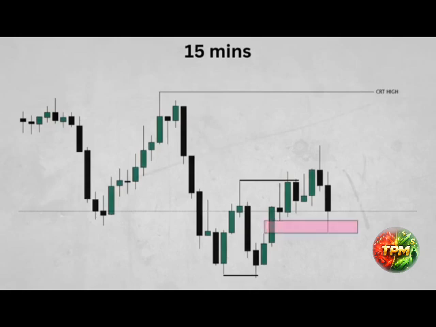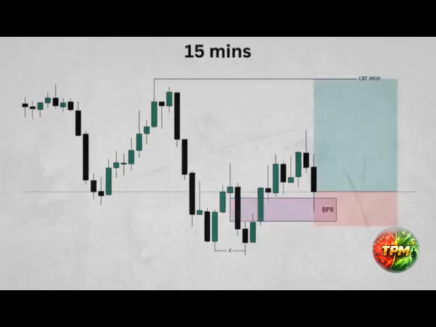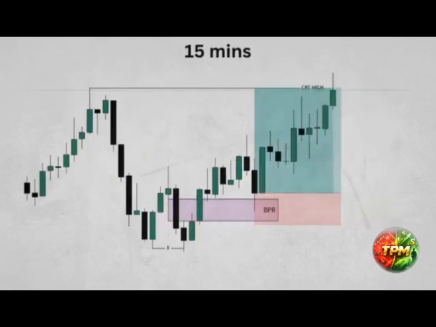If you look closely to the left, you'll also notice an inverse fair value gap. Now, when a fair value gap and an inverse fair value gap overlap, that area becomes what we call a balanced price range. So we take our trade from there, stop loss just below the balanced price range, and take profit at the CRT high. And as you can see, take profit got hit. Now let's move on to the next example.